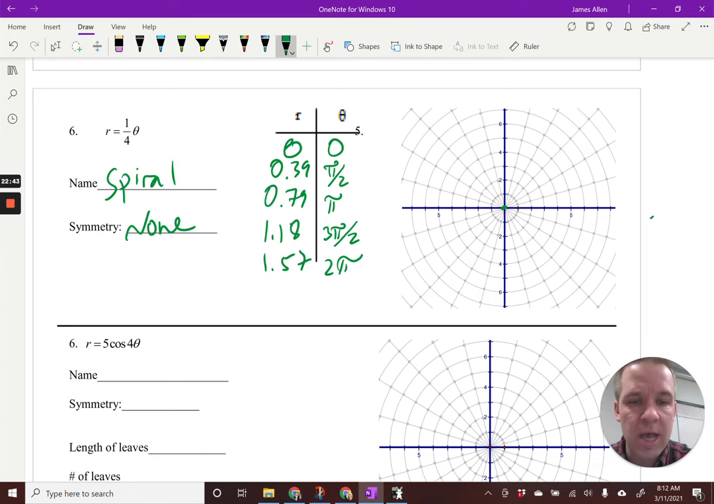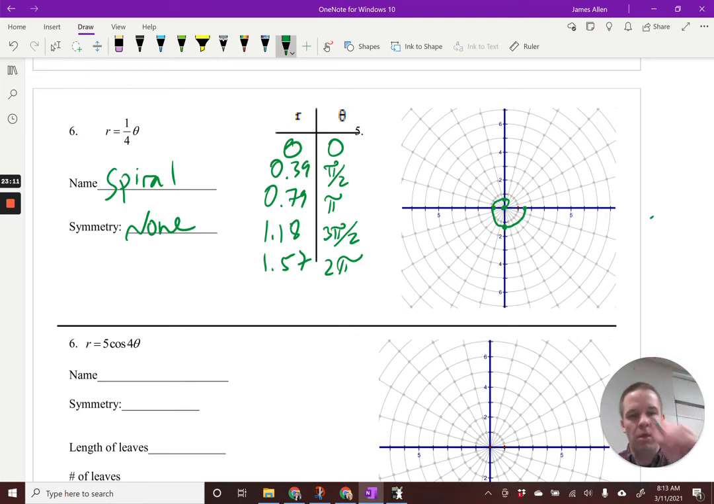So I got 0. Okay, now we're good. And we got pi over 2, 0.39, which would be right up there. And then we have pi and 0.79, so still less than 1. And then we've got 3 pi over 2, and now we're a little bit bigger than 1 at 1.18. And then at 2 pi, we're at 1.57, so we're a little about 1.5. So my spiral will look like that.